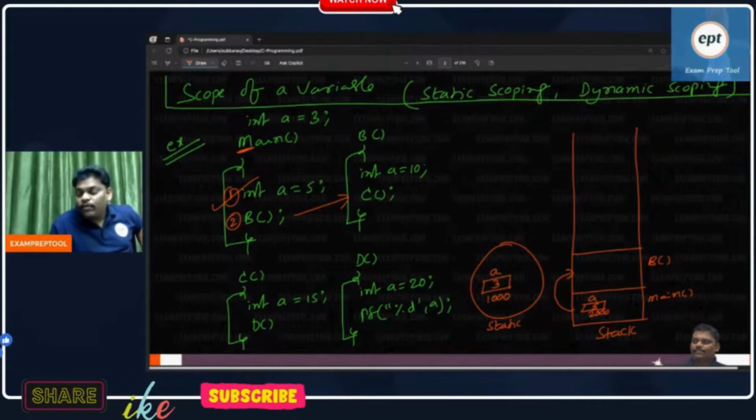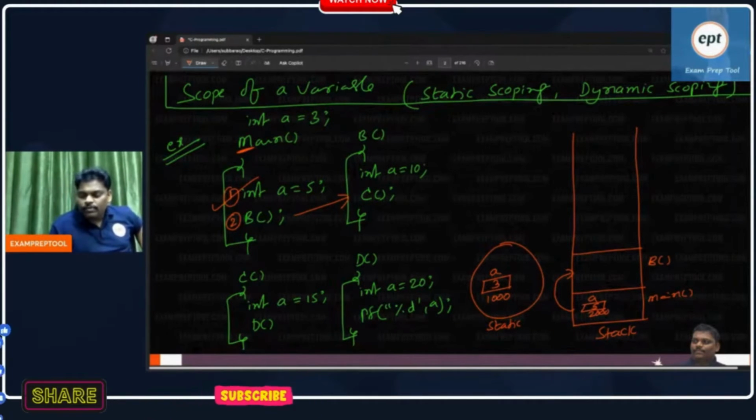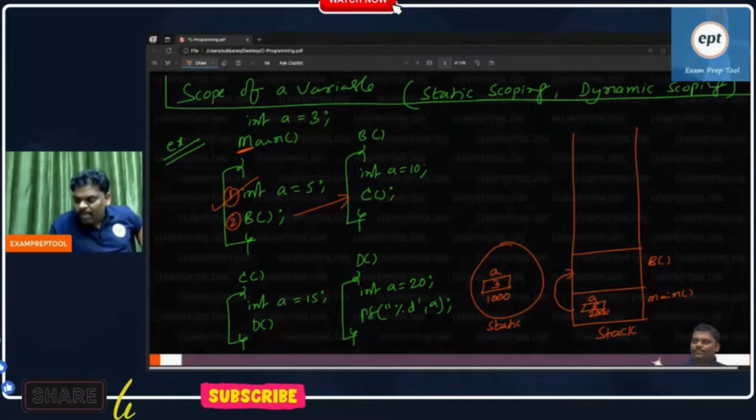Now listen, every function call is a push operation. Can you see this one? Main is called, main push. Now B is called, B push. Main called, main will push. B called, B will push.